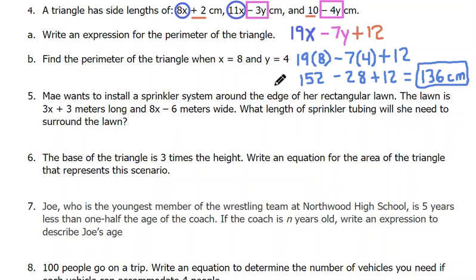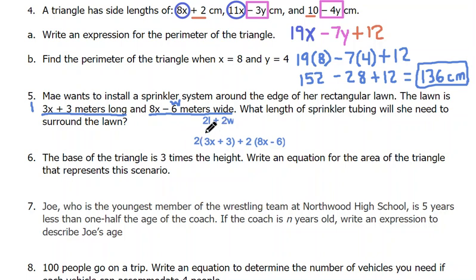So that means I have to use the formula that we gave you, and that is 2L plus 2W, and that equals the perimeter of a rectangle. So I have 2, I got to figure out what my length is. Well, it told me it was 3x plus 3 meters long. So I'm going to plug that in for my L, and it told me 8x minus 6 meters wide. So I'm going to plug that in for my W. So let's plug those in. So for L, I'm going to plug in 3x plus 3, and for my W, I'm going to plug in 8x minus 6. All right, so I plugged them in.